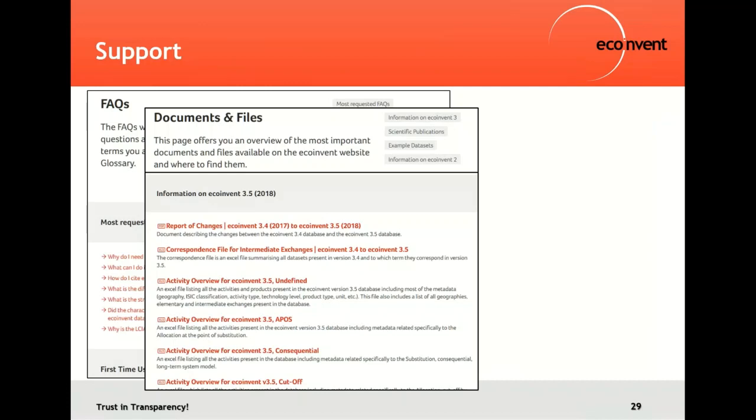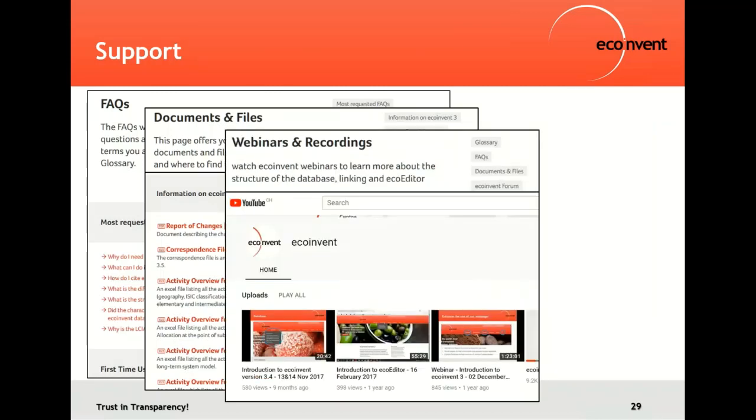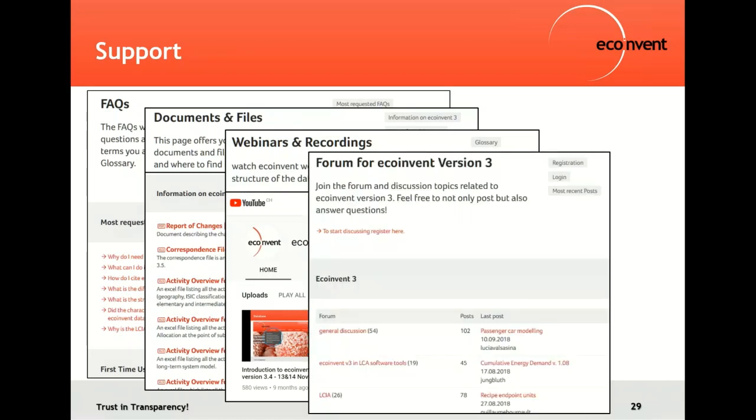Apart from this long document and file section, associated with support we also have all the webinars and recordings of previous webinars, and we give access to the forum of ecoinvent version 3. We are hosting this forum where we encourage you to post questions related to ecoinvent, and we also encourage you to answer them. If you see questions and you know the answer, we are very happy if you take the initiative and answer them. It's really a collaborative forum.